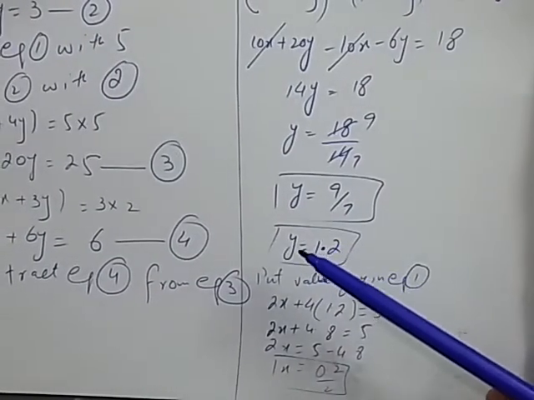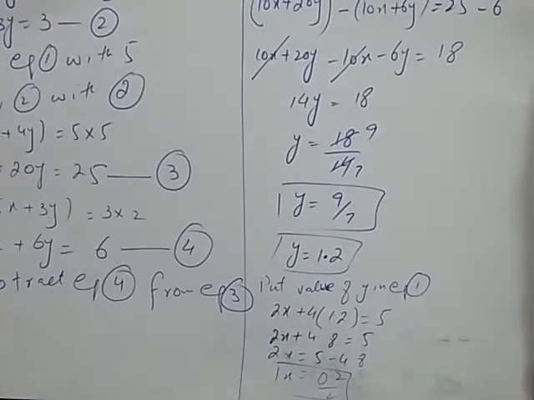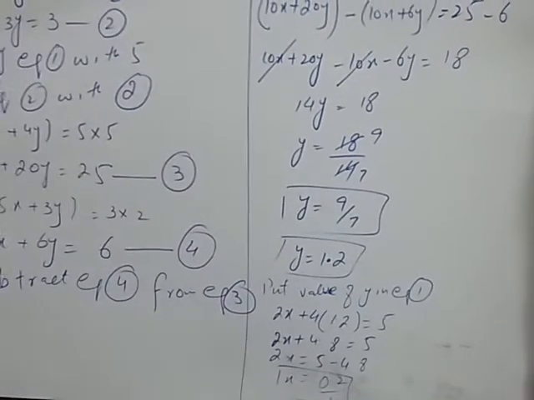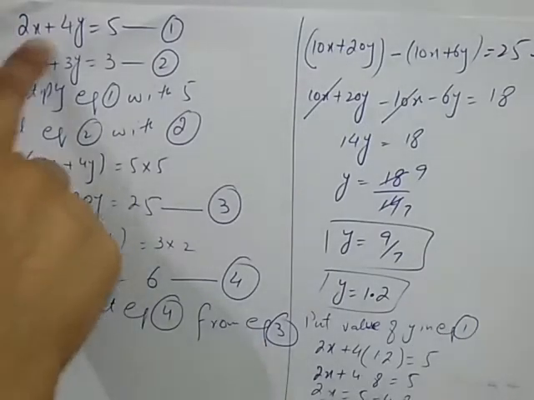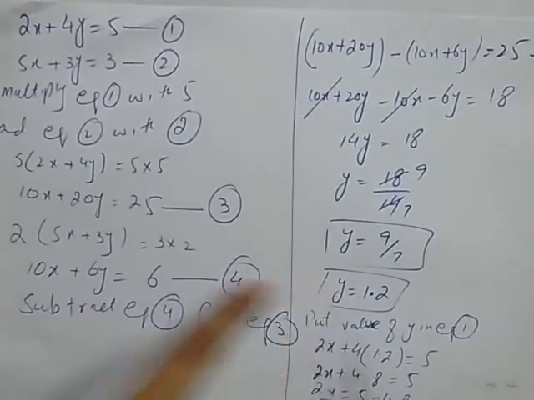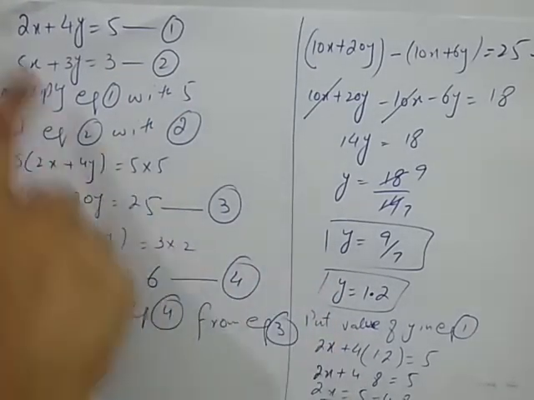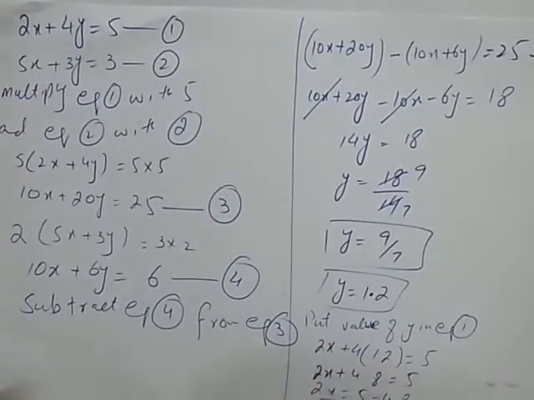So I put the value of 1.2 in equation number 1. Equation number 1 was 2x plus 4y is equal to 5. At the place of y I have to put the value 1.2. So 2x plus 4, at the place of y I put the value of 1.2, is equal to 5.